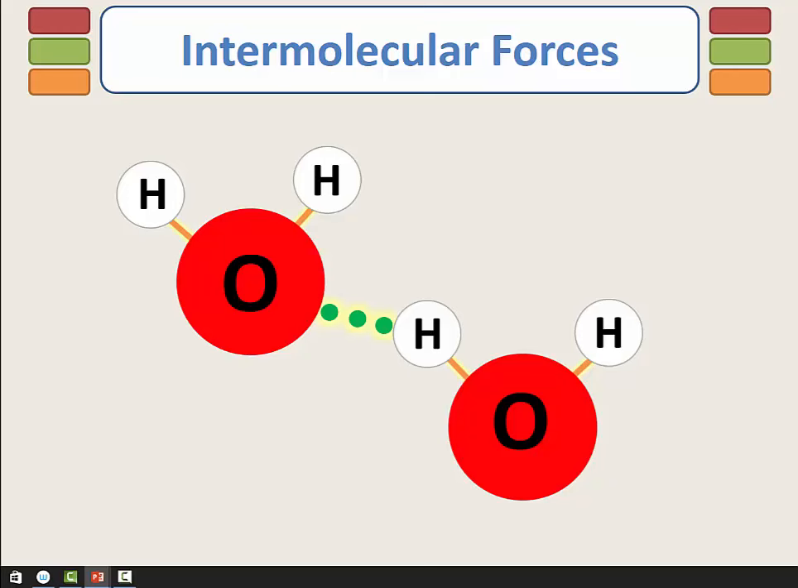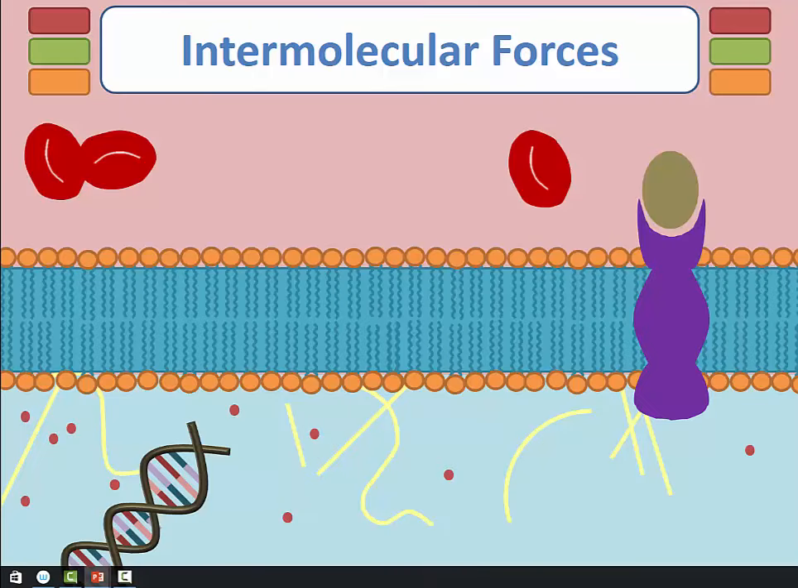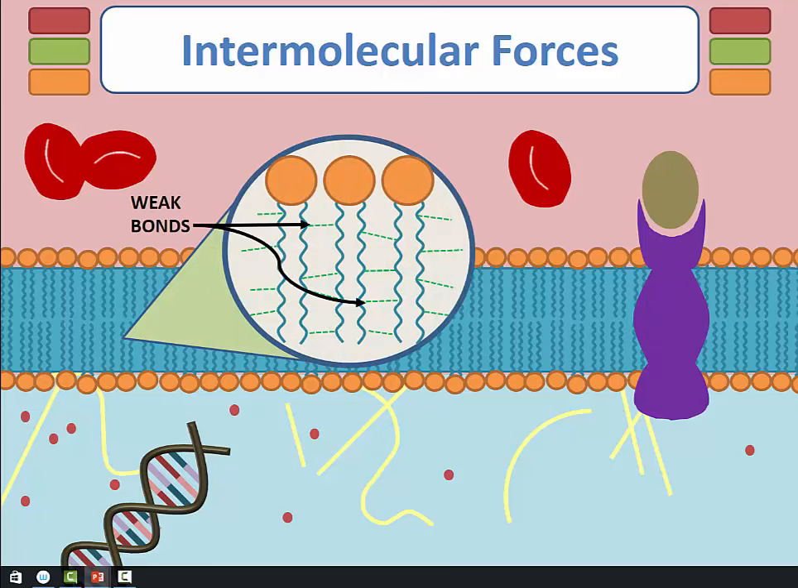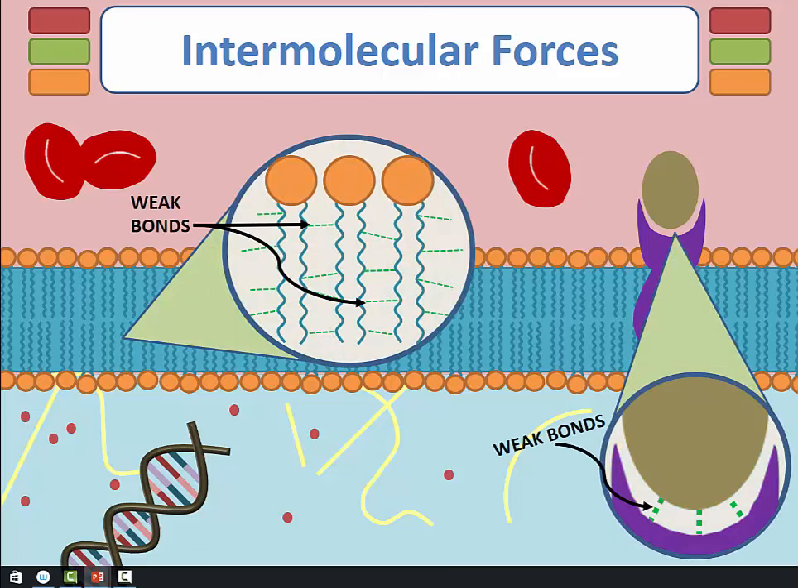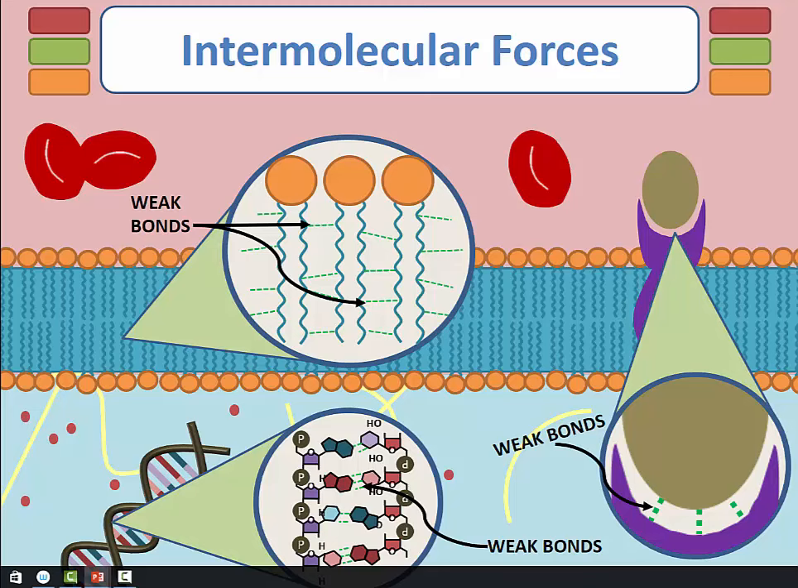By the end of this tutorial, you should be able to not only identify the covalent bonds in this example of water molecules, but also the weak bonds that hold them together. Weak bonds are found everywhere inside the cell. They are the force that transforms phospholipids into a cell membrane, unites receptors and ligands together at the cell surface, and intertwines two strands of DNA into its classical double helix structure.